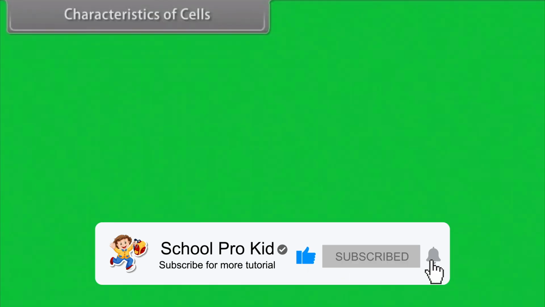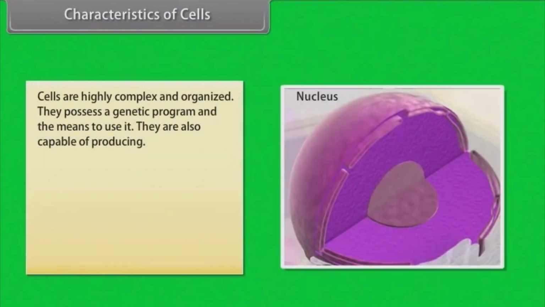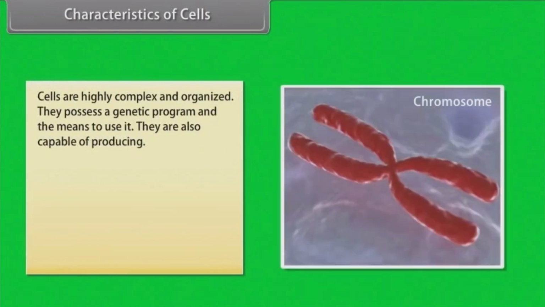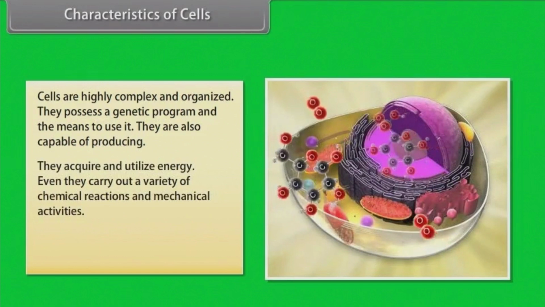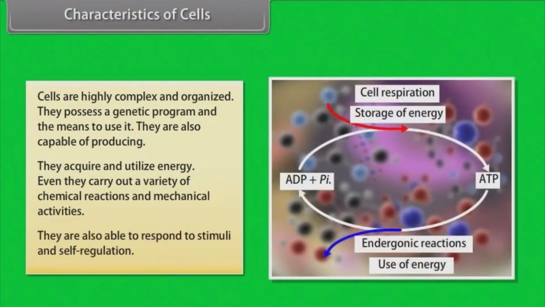Characteristics of cells. Cells are highly complex and organized. They possess a genetic program and the means to use it. They are also capable of producing. They acquire and utilize energy. Even they carry out a variety of chemical reactions and mechanical activities. They are also able to respond to stimuli and self-regulation.